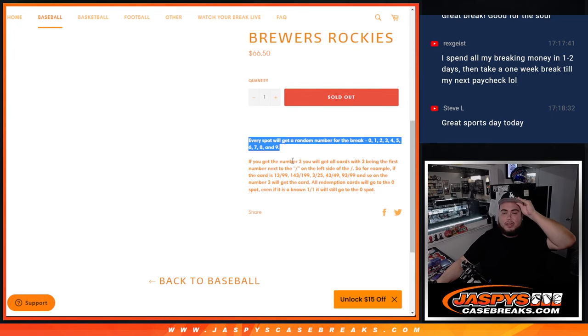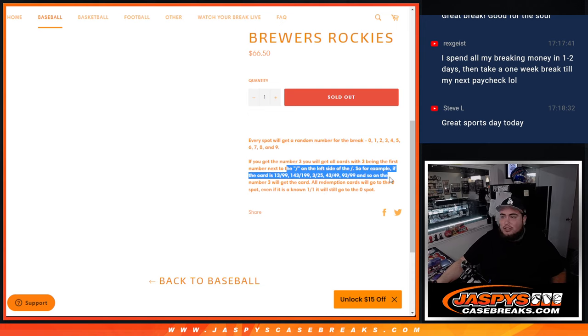And if there are any hits for any of these teams, they'll be distributed by the first number on the left side of the serial number dash. And there's your examples there.